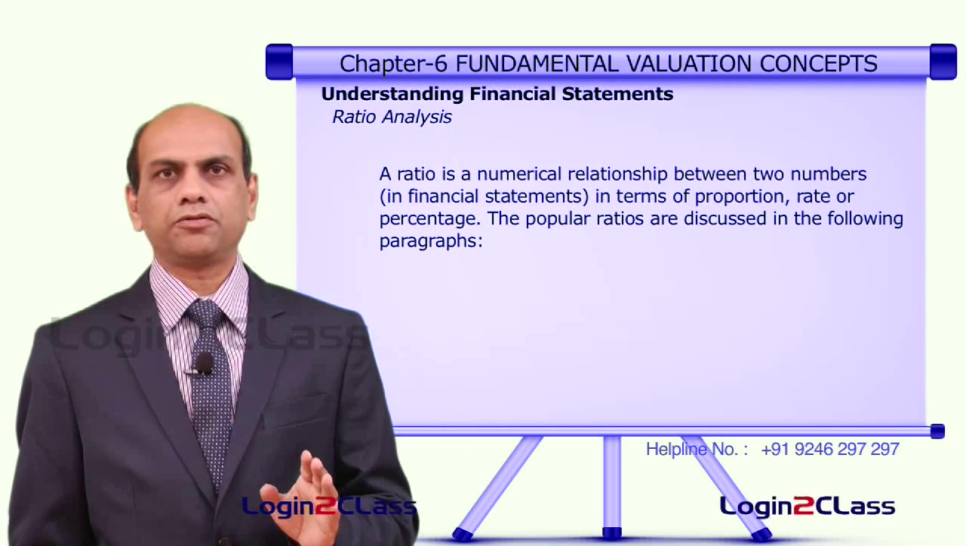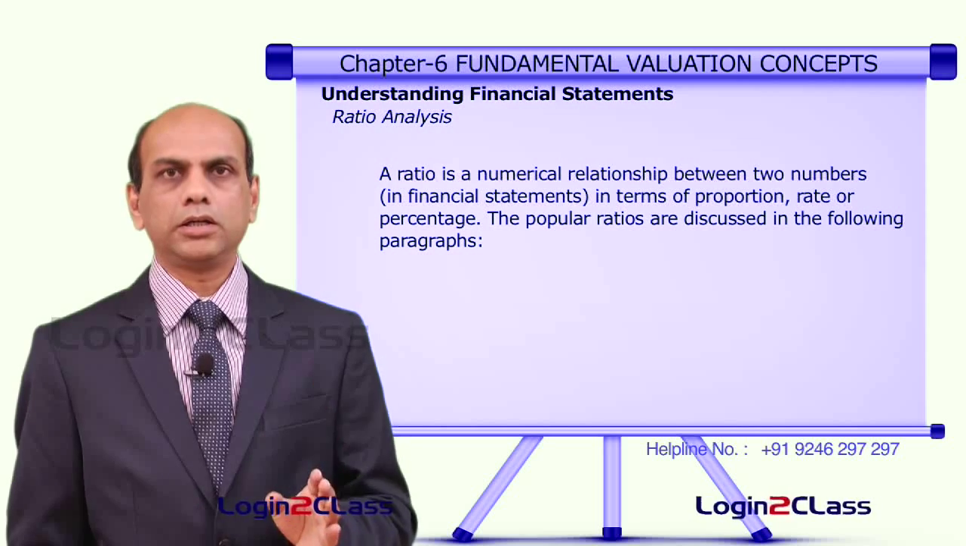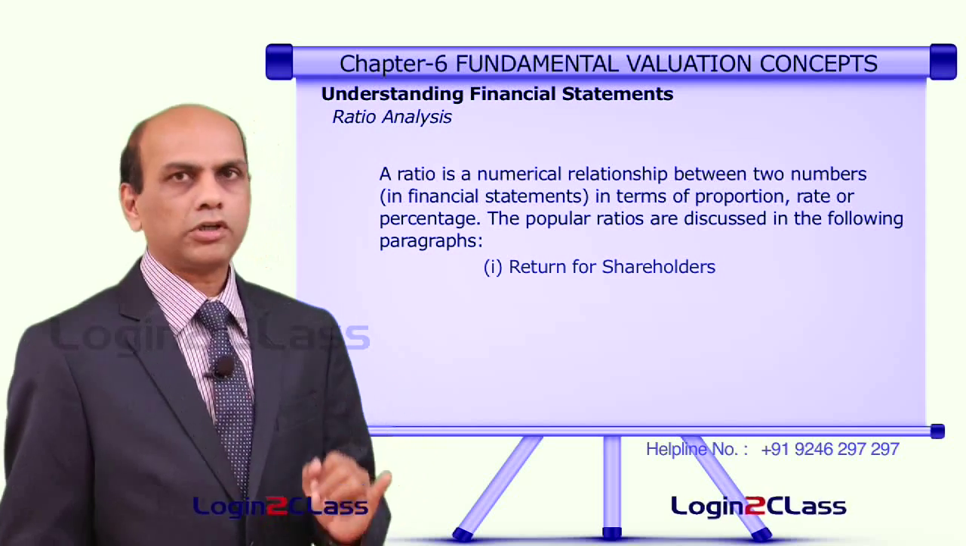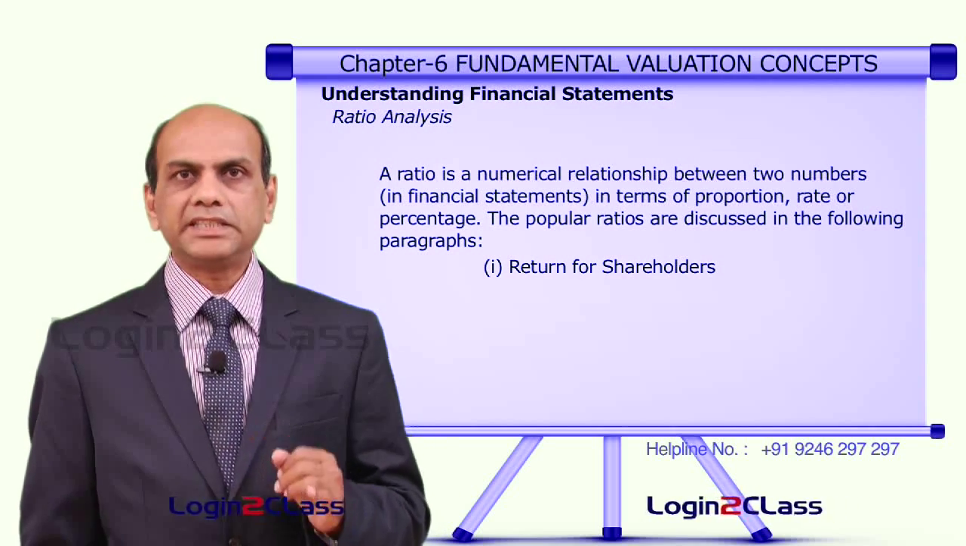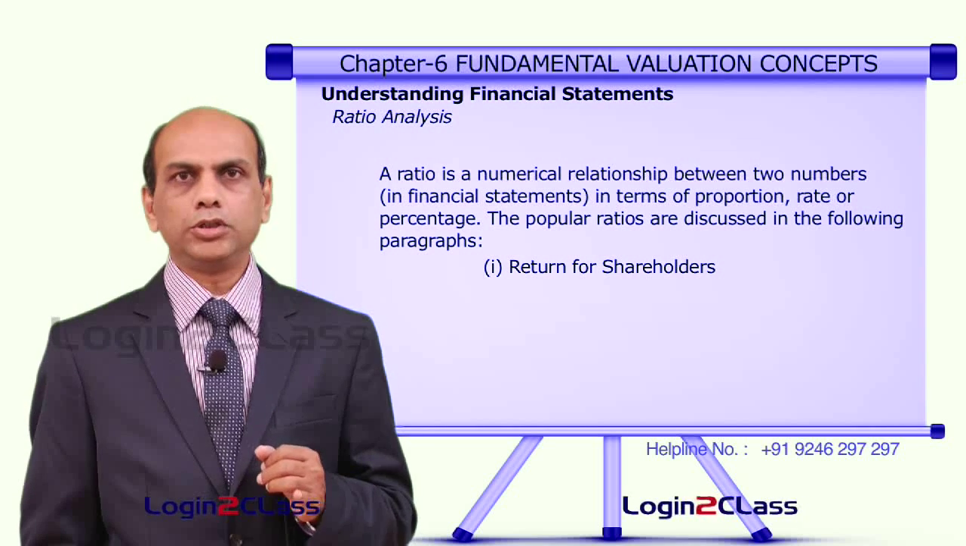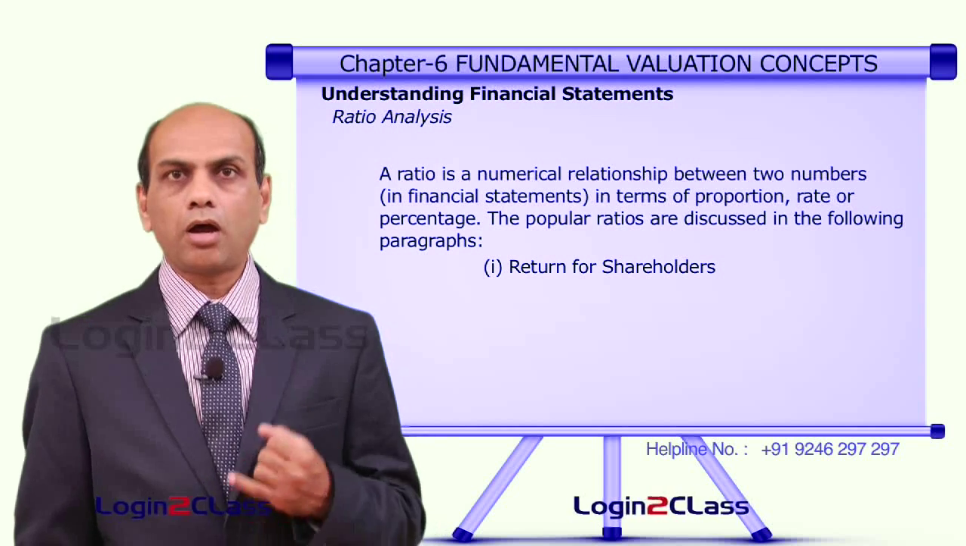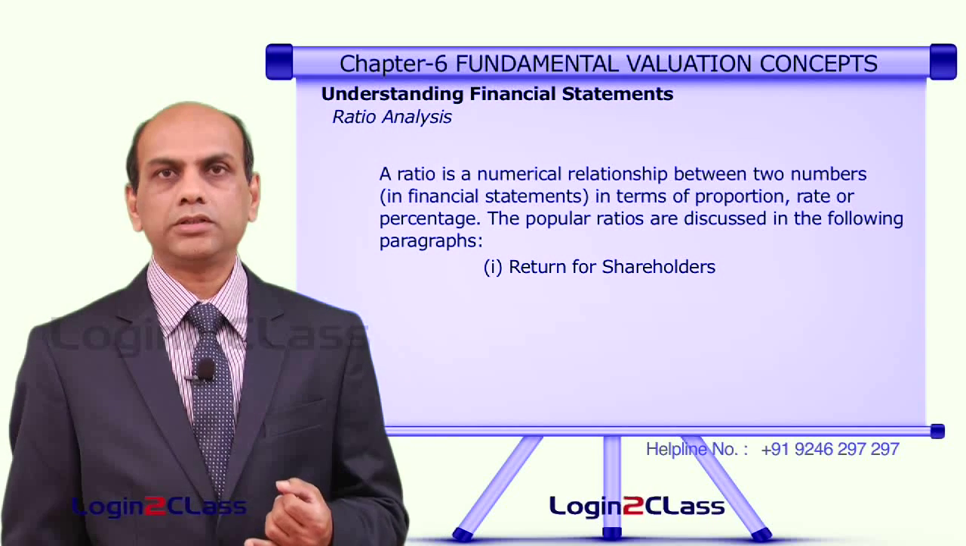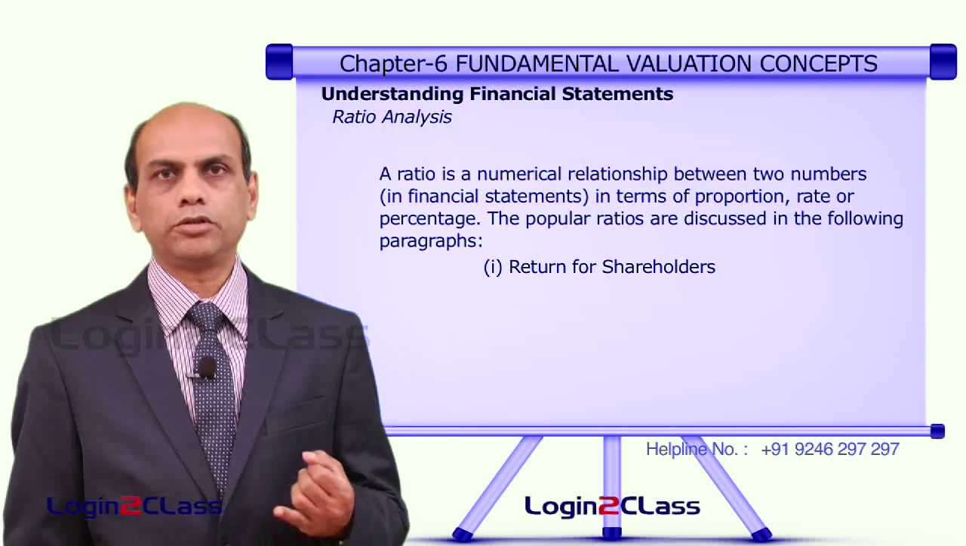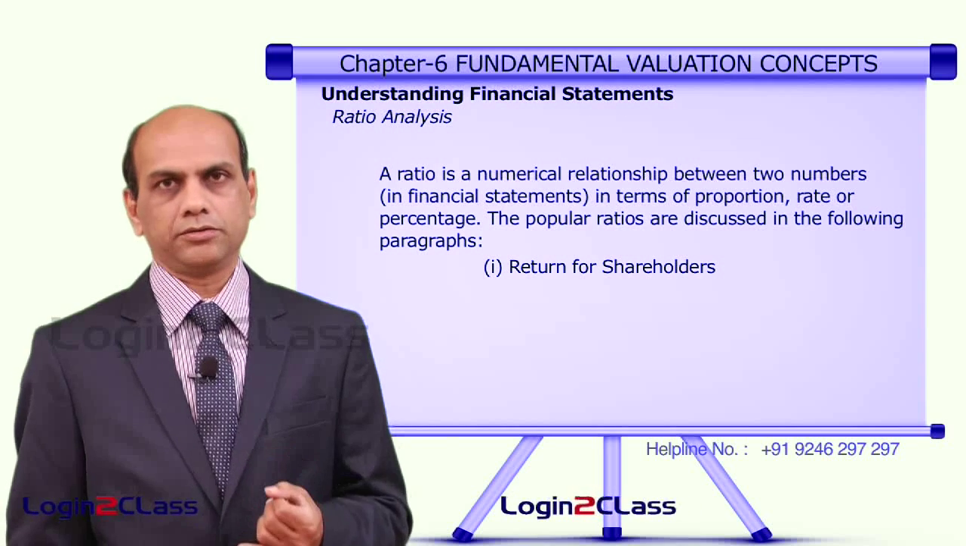The first category of ratios falls under return for shareholders. We can see the performance of the company using the balance sheet and the profit and loss statement, and see how the returns for shareholders are effective this particular year for this particular company.